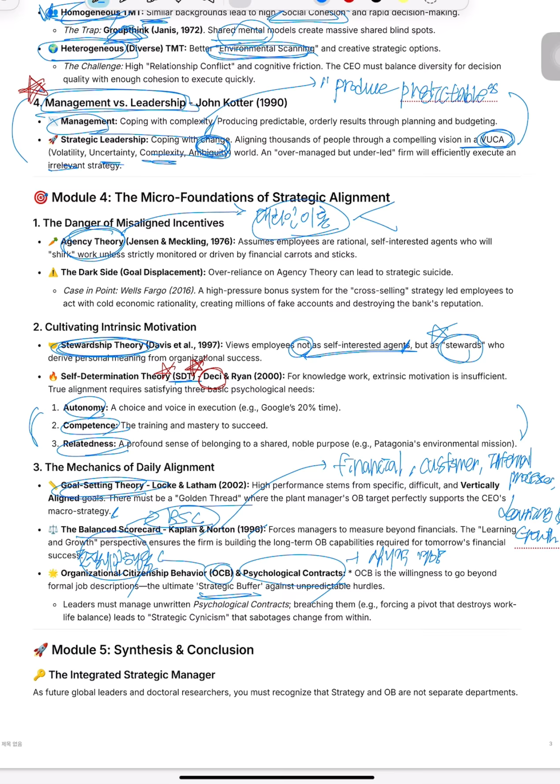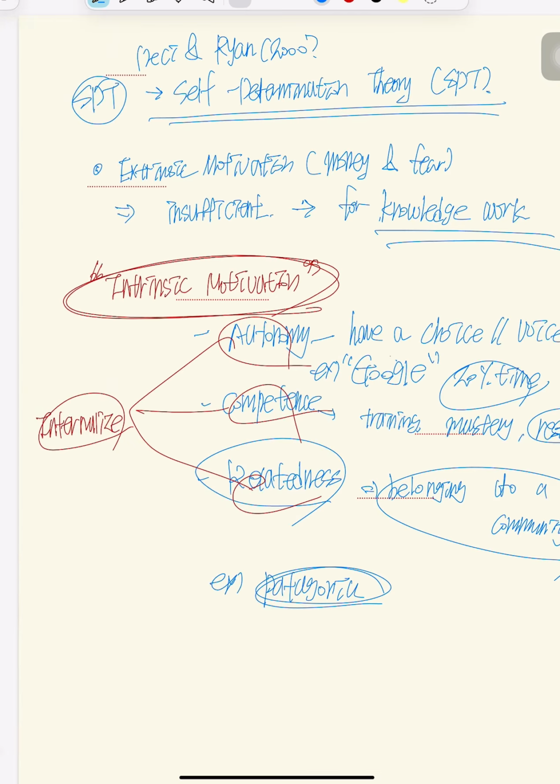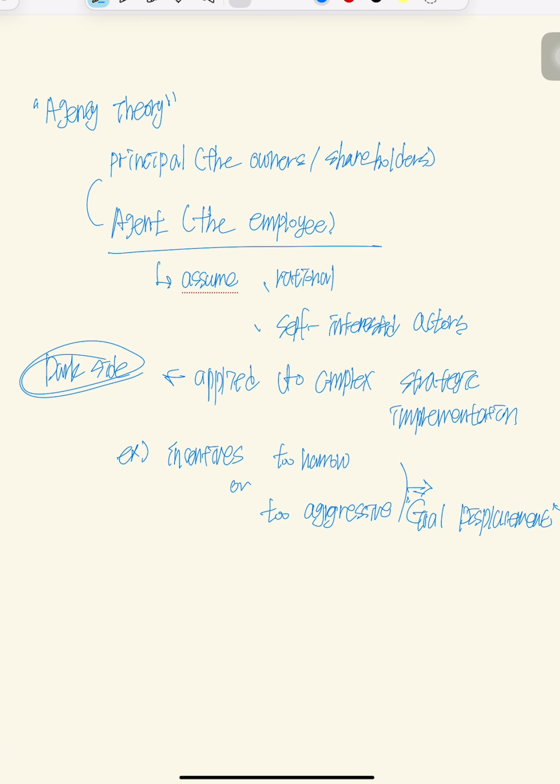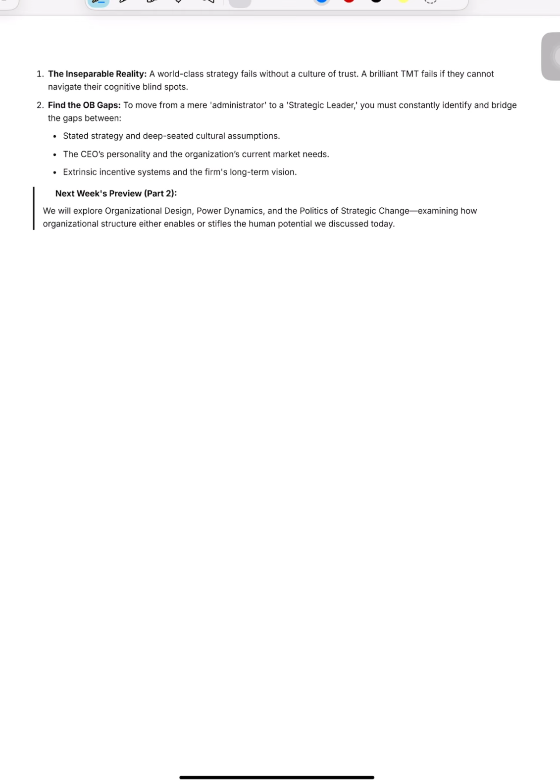So we move to the next module, the last module. This is the synthesis and conclusion, the integrated strategy manager. Okay, so we have moved from the macro historical level down to the micro psychological foundation, exploring the profound and inseparable link between strategic management and organizational behavior.